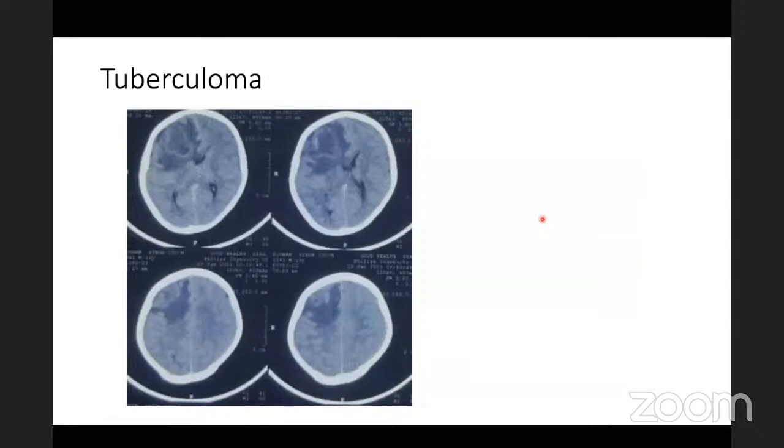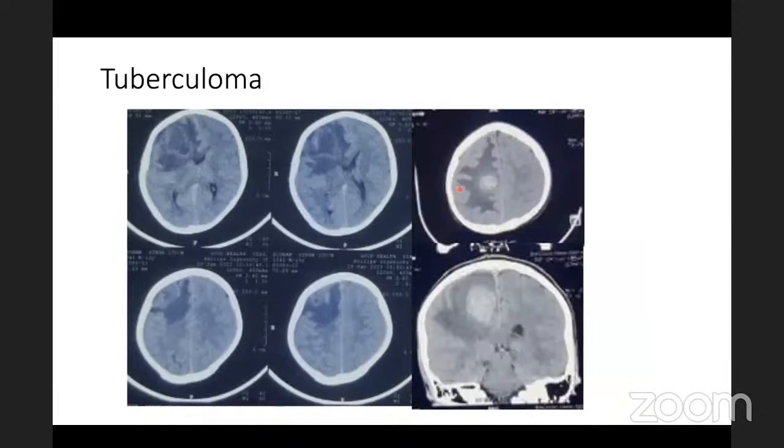You should know how a tuberculoma looks. A tuberculoma is very large, right? It's a non-contrast CT. So in this particular case, when you give contrast, the whole lesion enhances. This is a contrast enhancing lesion with a lot of edema. Tuberculosis produces a lot of edema. This is a single lesion tuberculoma.